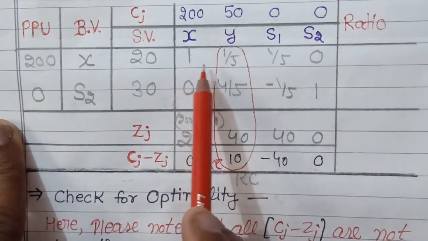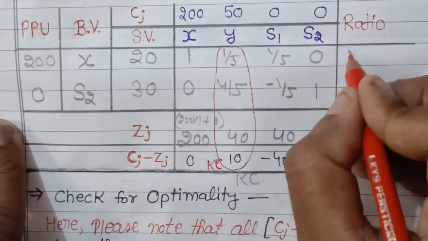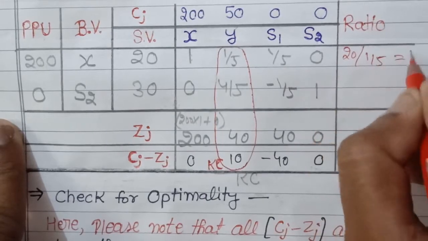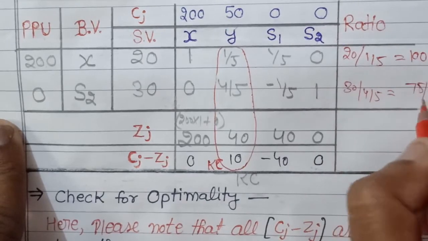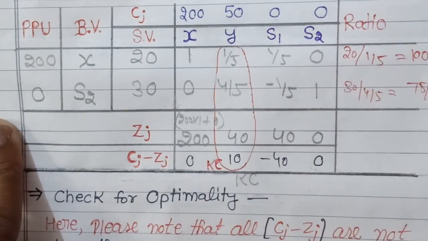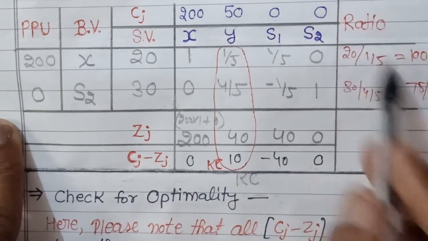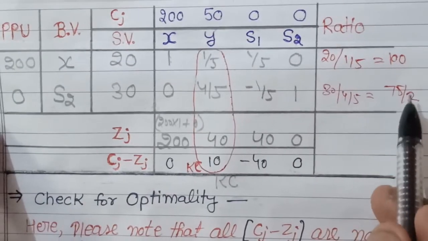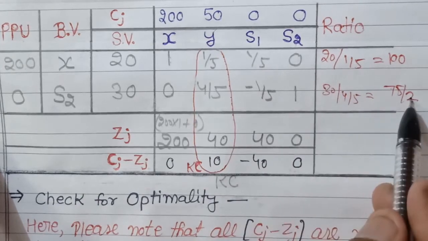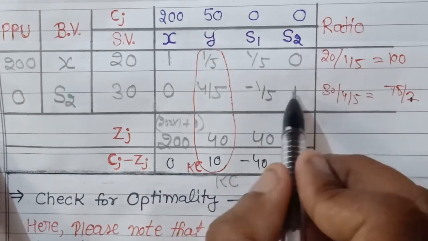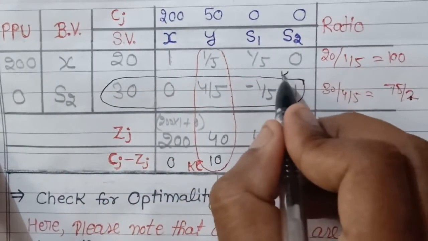Now we have to find the ratio with the elements of the key column. If you divide this 20 by 1 by 5, we will have 100, and if you divide this 30 by this 4 by 5, we will have 75 by 2. Now we have to choose the key row, and for that we select the lowest value of the ratio. From these two values, 75 by 2 is the lowest ratio, so the row corresponding to this lowest ratio will be the key row. Now you will see that this is the key row.